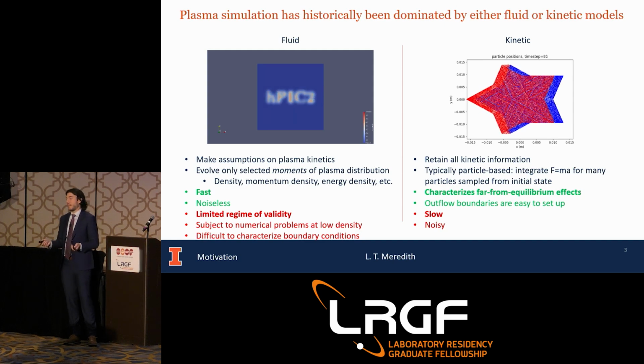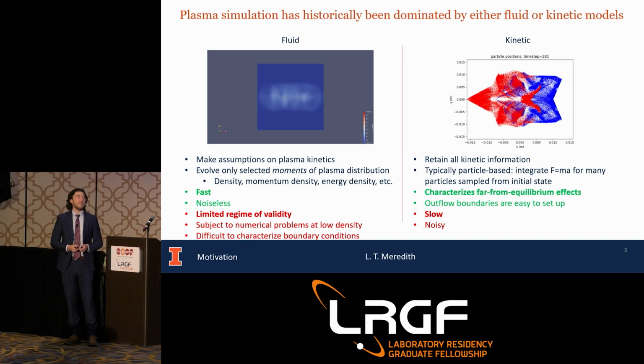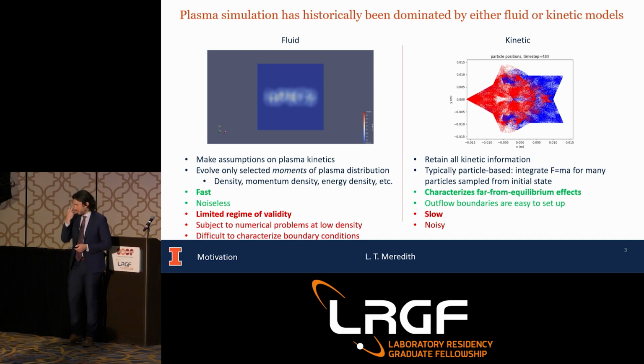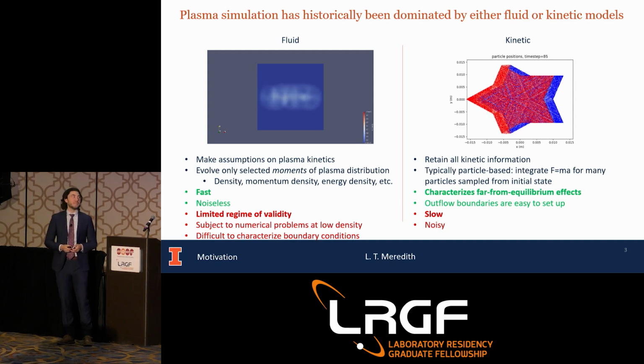So in contrast, kinetic methods retain all of that detailed velocity space information. And so they're able to characterize and capture far from equilibrium effects that fluid methods aren't able to take care of. But again, lots of asterisks here, they tend to be a little bit slower.